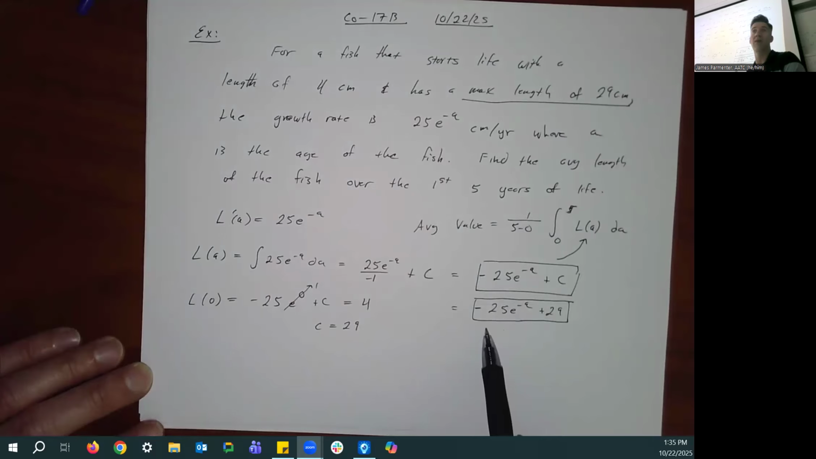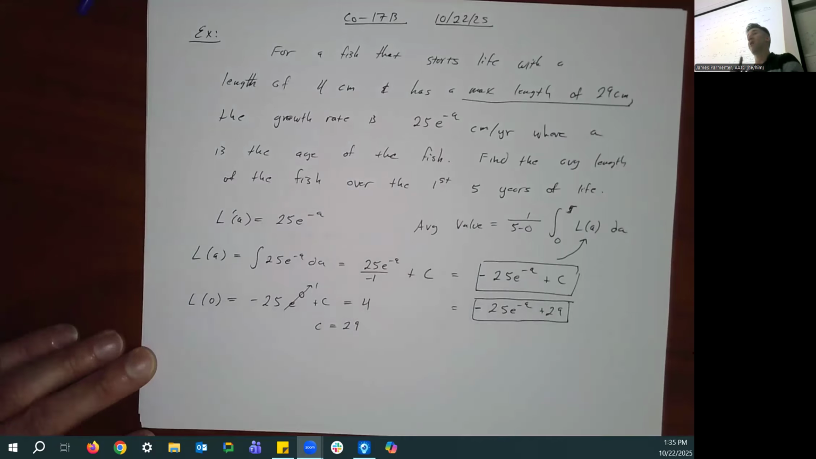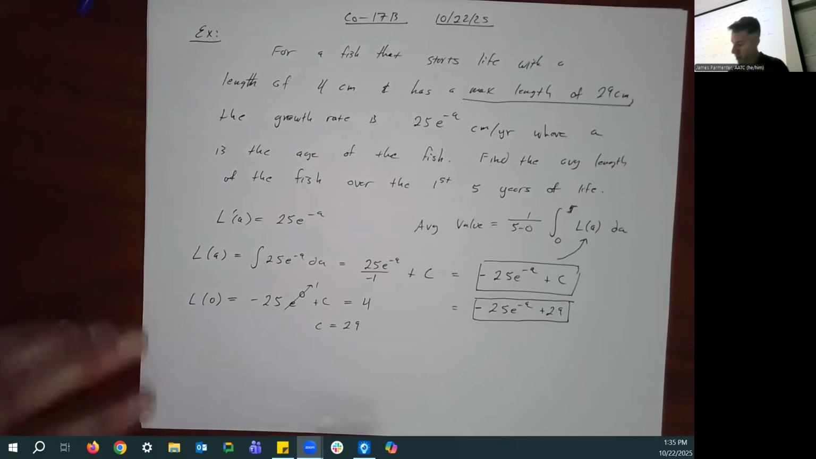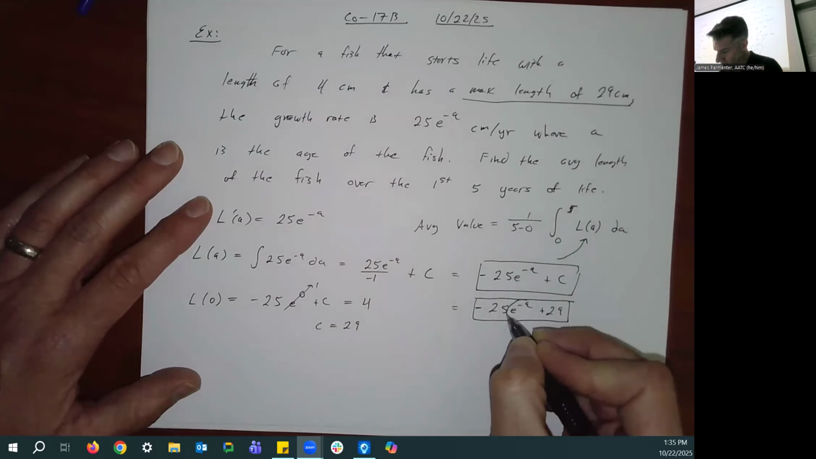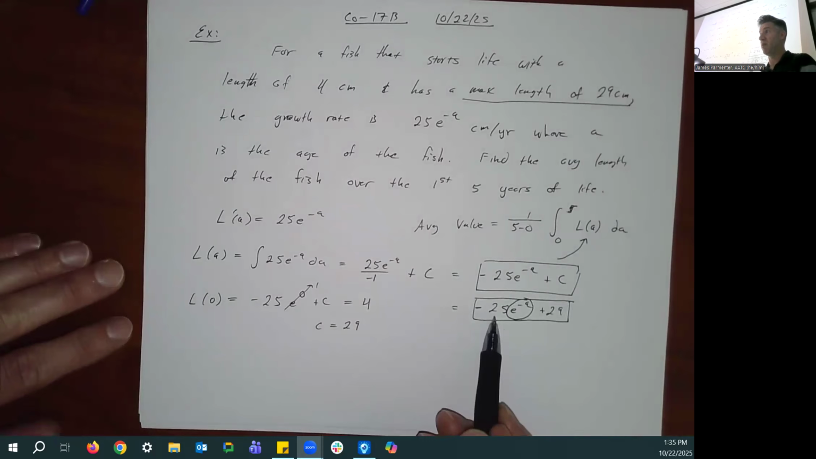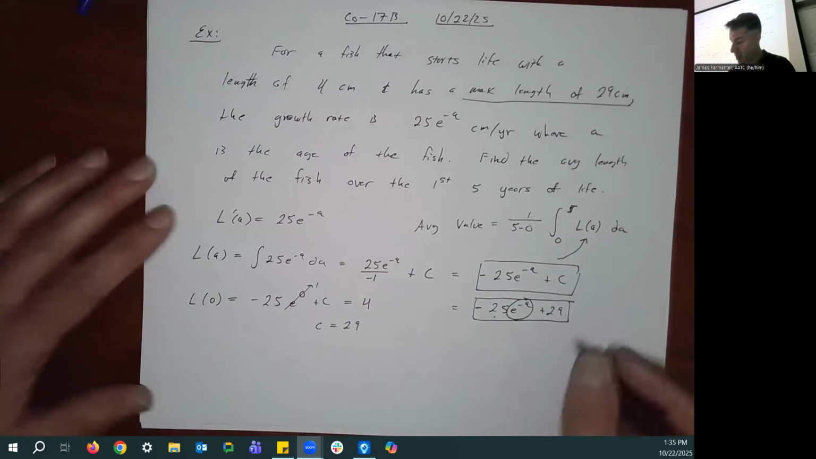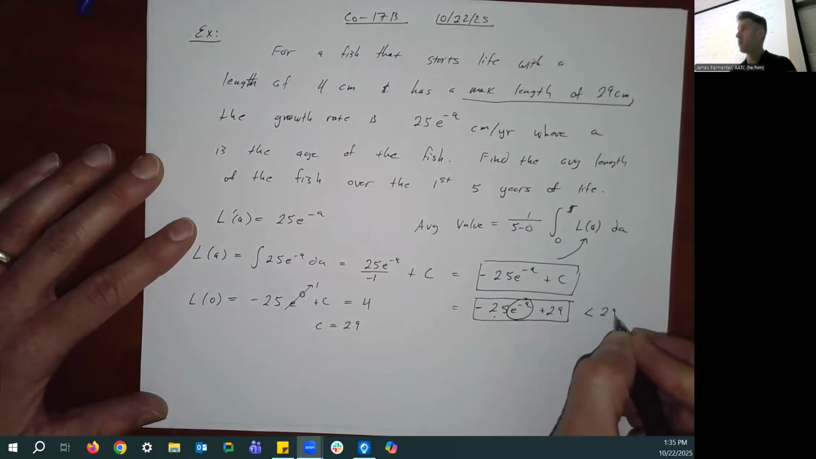always bigger than or equal to 0, right? Whatever this is here, less than or equal to 0, right? This e to the negative a is always positive, multiplied by negative 25, it's going to be negative always. And a negative number plus 29 is always going to be less than 29.